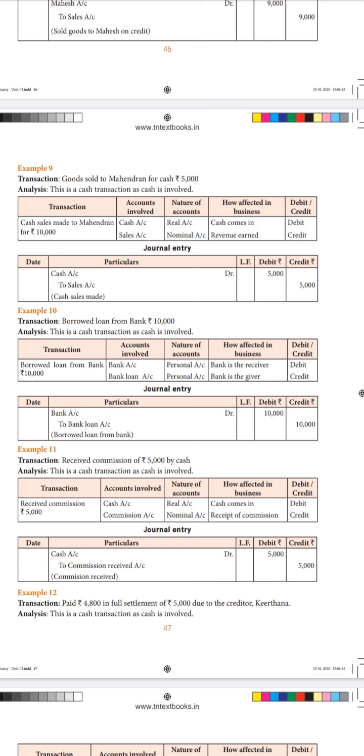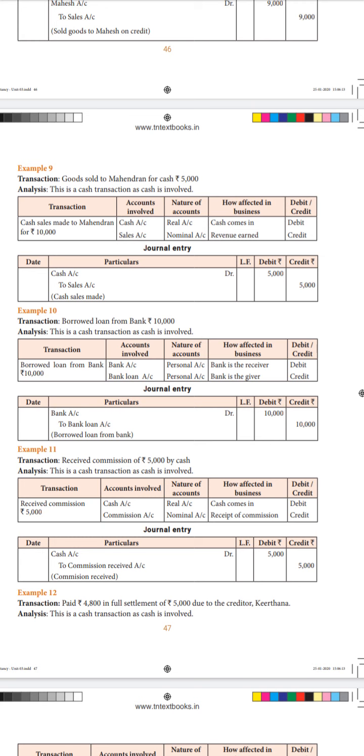Cash account, as we all know, is a real account. So applying the rule, debit what comes in, credit what goes out. When the transaction says you are receiving commission by cash, cash is coming into the business, so automatically cash account should be debited. The other one is commission received account. Commission received or paid, whatever it is, is a nominal account. You have to check whether it is an income or an expense to the business. Since we are receiving commission, we treat this as an income. So you credit this account.